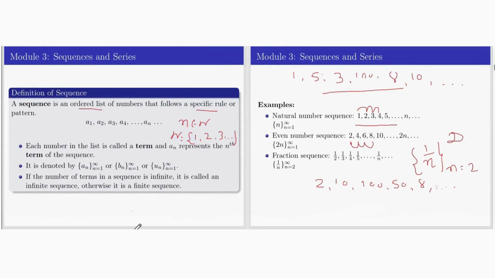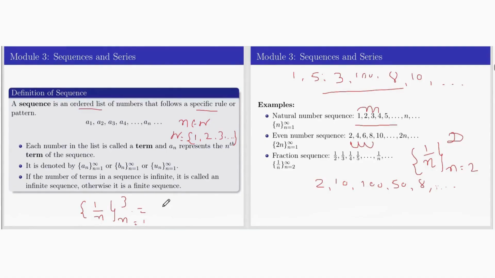I hope you all understand what a sequence is. If the number of terms in a sequence is infinite, it is called an infinite sequence. Otherwise it is a finite sequence. Suppose we have 1 upon n, where n varies from 1 to 3. Now what are the elements?